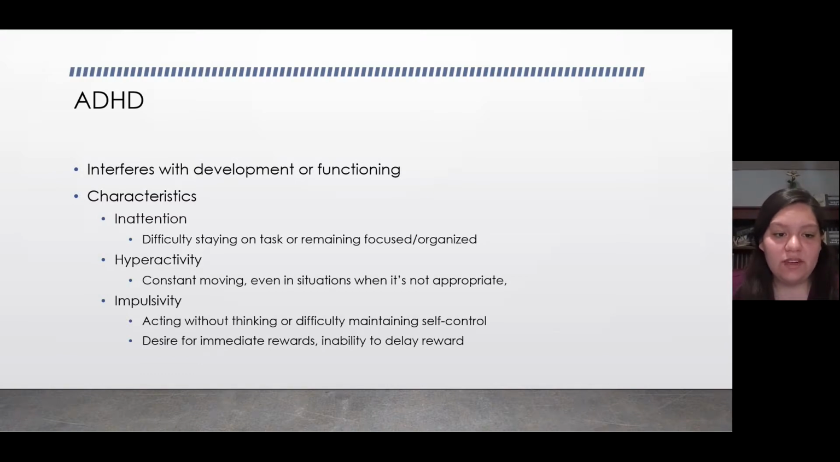And there's also impulsivity. So they act without thinking. They have a lot of difficulty with self-control. I thought a really big thing, especially for treatment, is the desire for immediate rewards. As soon as they get something, they want the reward, they don't really respond well to a delayed reward.